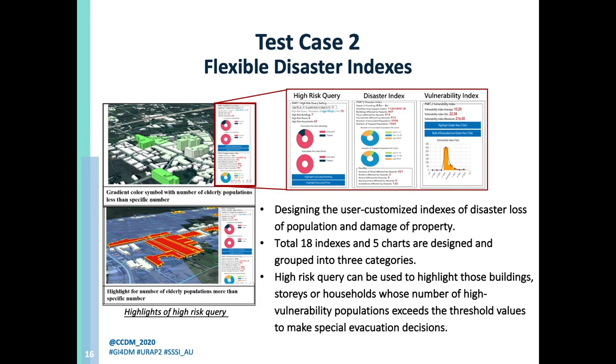Case 2 is the flexible disaster index. We design the user-customized index of disaster loss of population and damage of properties in these systems. Like the picture in this page, a total of 18 indices and 5 charts are designed and grouped into 3 categories. And the high-risk query index can be used to highlight those building stories or households whose number of high vulnerability population exceeds the threshold values to make spatial evacuation decisions.